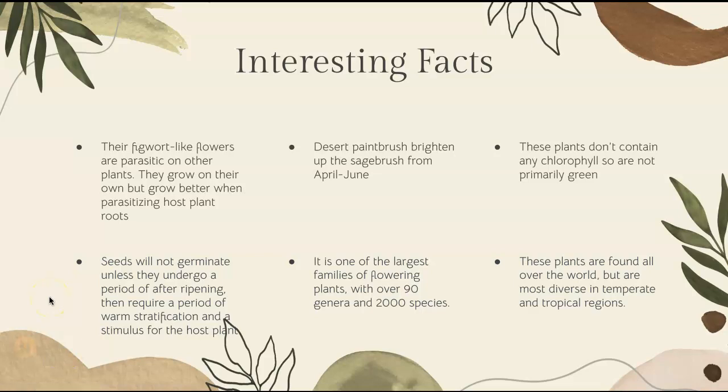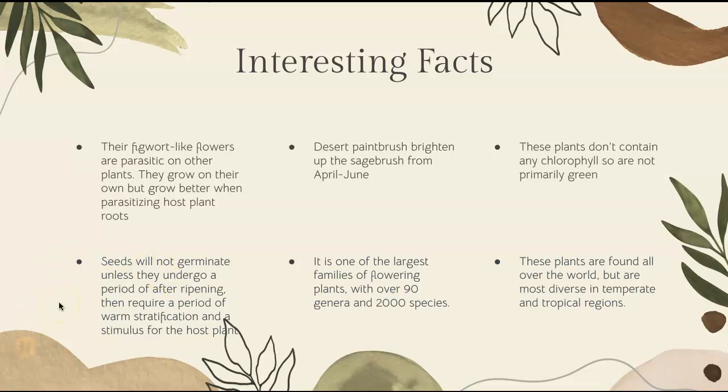And as we're running out of interesting facts, we're not quite done yet. The Orobanchaceae is one of the largest families of flowering plants, with over 90 genera and 2,000 species. To finish off our interesting facts, our last one is that these plants are found all over the world, but are most diverse in temperate and tropical regions.